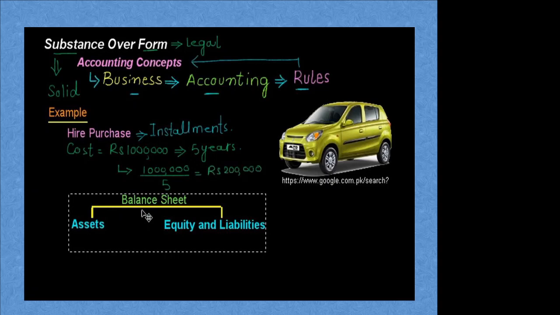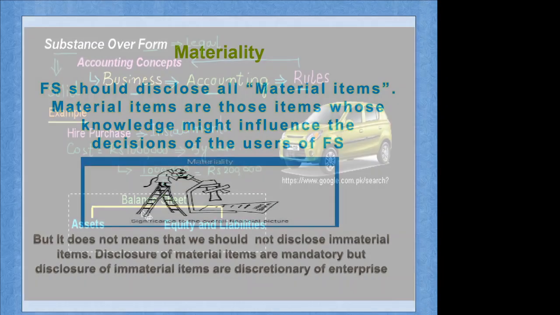So on the asset side we will show the car worth rupees 10 lakh, and on the liability side, out of 10 lakh, 2 lakh rupees we have paid, but 8 lakh rupees is still payable to the creditors from whom we have purchased the car. So that 8 lakh rupees will be shown under payable categories. So this is how it will be presented. So we will have substance over legal form.